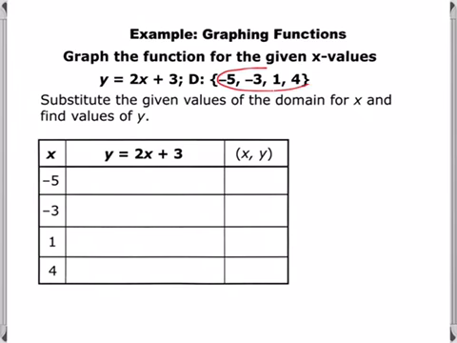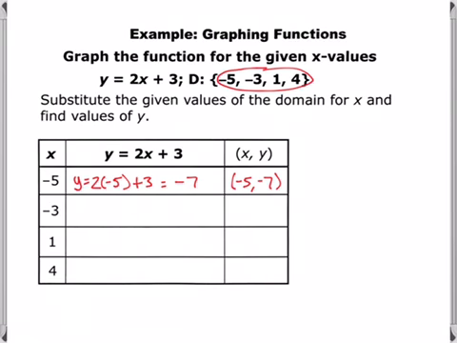So these are the values we're going to plug in for x and see what we get out for y, and that's going to create our ordered pairs. For the first one, we're going to plug in -5 for x. So we've got y equals 2 times -5 plus 3, which in this case, 2 times -5 is -10, plus 3 gives us -7. This means that our y value is -7 while our x value is -5. So that's the ordered pair -5, -7.